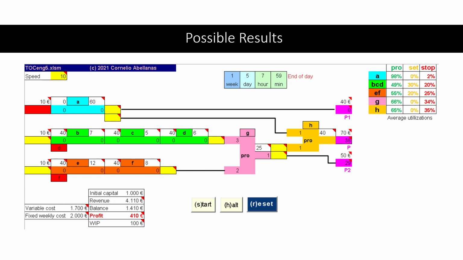Theoretically, starting with a full line, we should be able to produce and sell 40 P and 40 P2, which gives us a weekly margin of 40 times 70 equal to 2,800 euros. If we subtract the weekly fixed cost of 2,000 euros, that leaves us a profit of 800 euros. Starting with an empty line, and leaving it almost empty at the end of 1 week, we obtain the results.